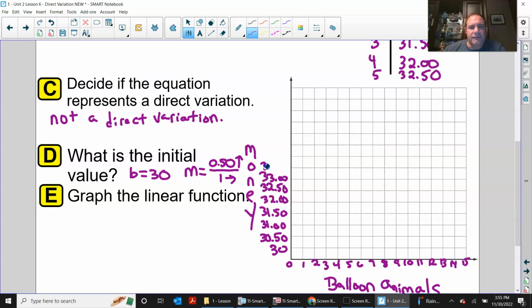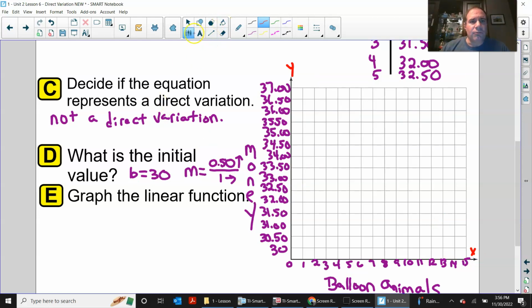And just like that, 33.50, 34. And this is money, so I'm leaving it rounded to the nearest hundredth. And it should go all the way up to 37. So now we have balloon animals on the bottom, money on the side, money on the Y. By the way, this is the Y. This is the X. If you ever want to put that there, go ahead. They usually give it to you.